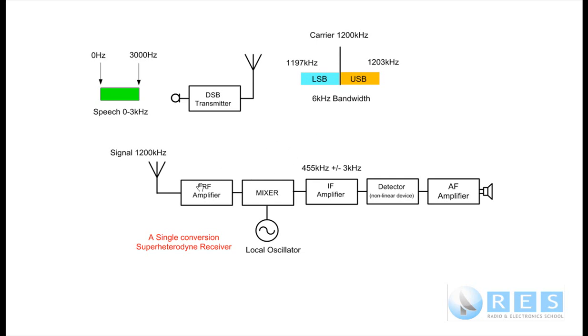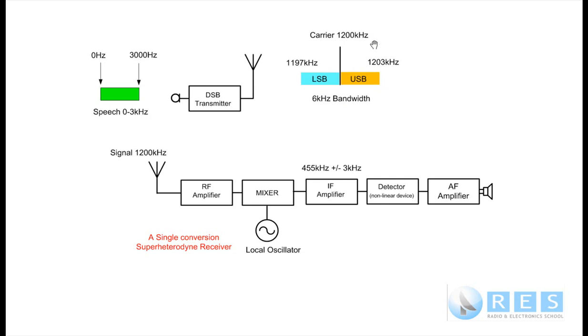With the superheterodyne receiver, we have an RF amplifier. By the way, this is on the broadcast band, and on the broadcast band they use much wider bandwidths than 6 kilohertz, but these are just sample numbers for our purposes, because on amateur radio bands 3 and 6 kilohertz are the typical bandwidths used for amplitude modulation.